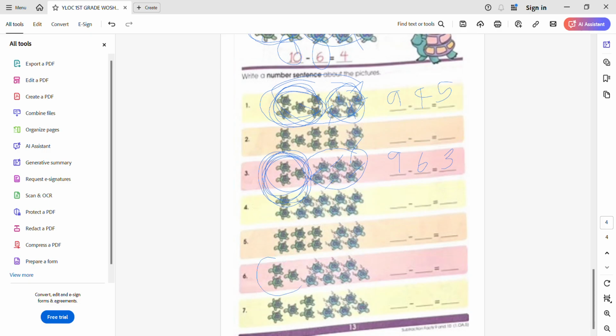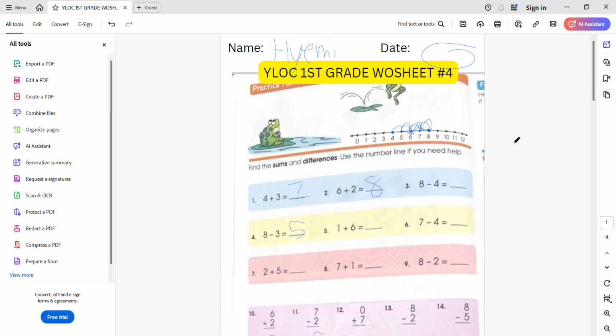We have 3 over here again, and then 1, 2, 3, 4, 5, 6, 7. 7 over here. So we know that 3 and 7 are going to be used. And if we add 3 plus 7, it will be 10. So 10 minus, how many? 1, 2, 3, 4, 5, 6, 7. 10 minus 7 equals 3. So that's how you guys will arrive at your answer.